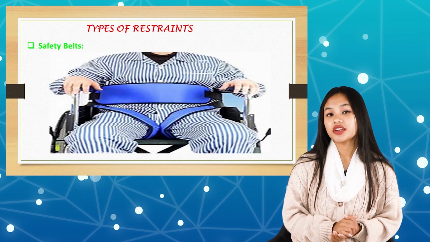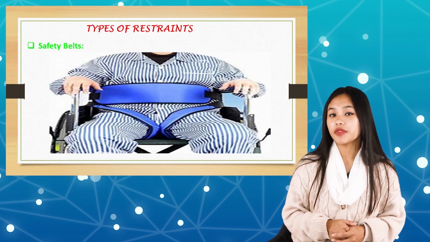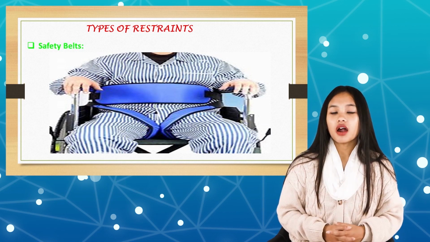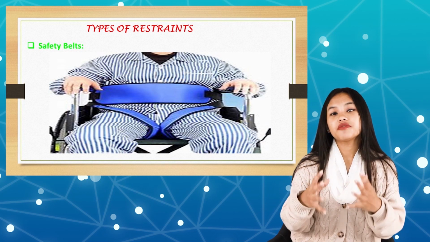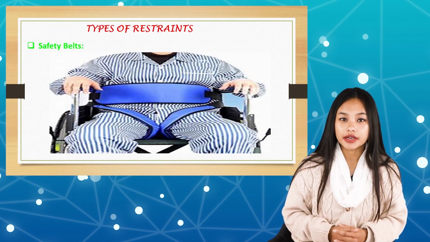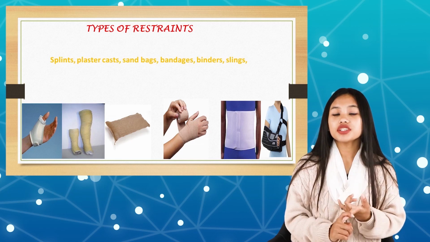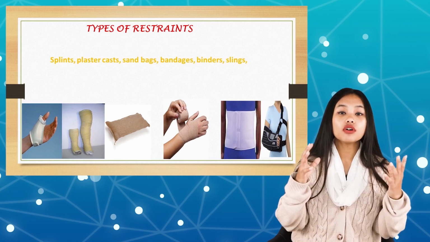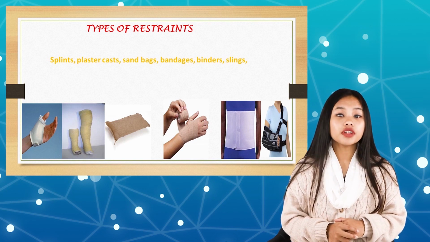Through the use of the safety belt, it can also prevent the client from getting down from their bed. These safety belts are also a type of restraint which will be provided in order to prevent the client from leaving their bed. So those are the different types of restraint. However, we can also use the splints, the plaster cast, the sandbag, bandages, and binder in order to restrict the movement of different parts of the body.